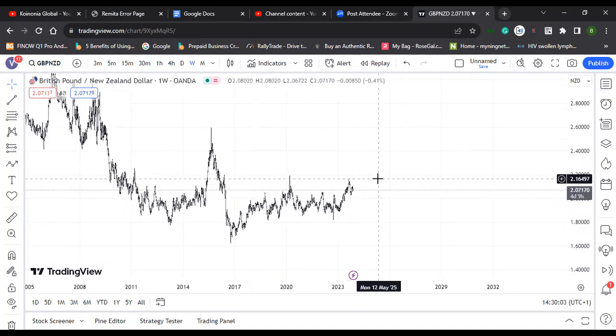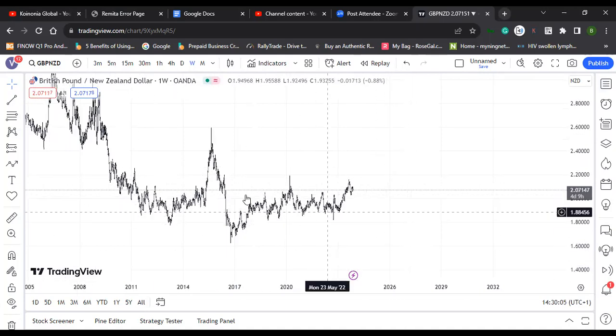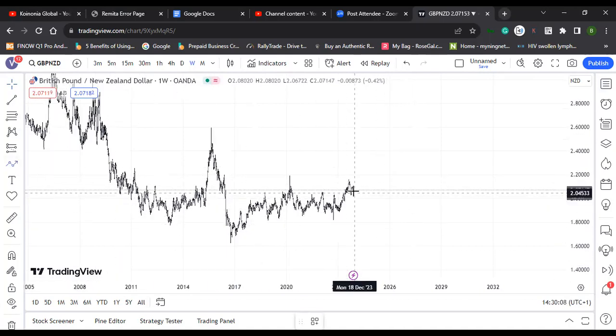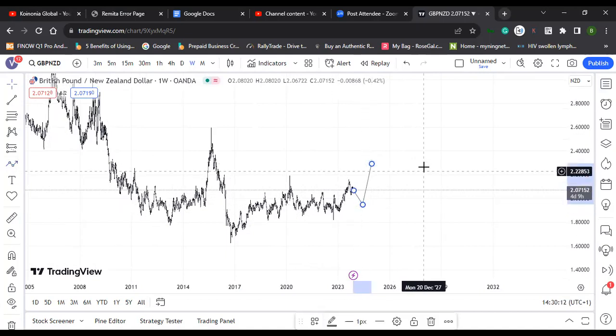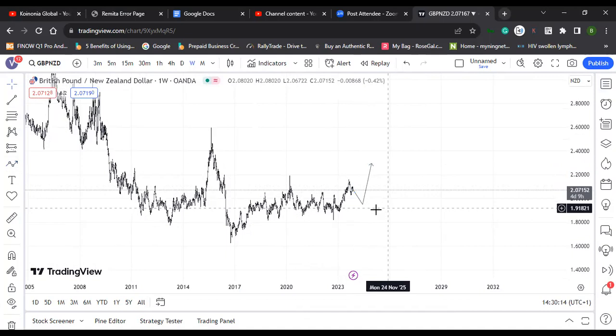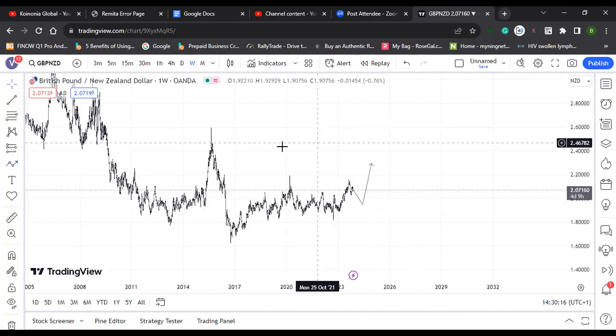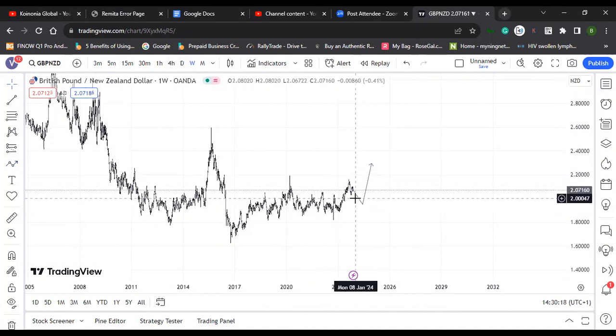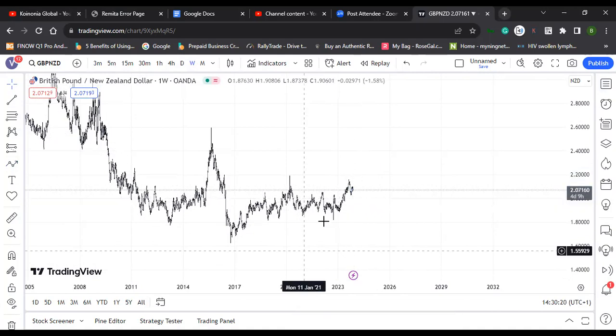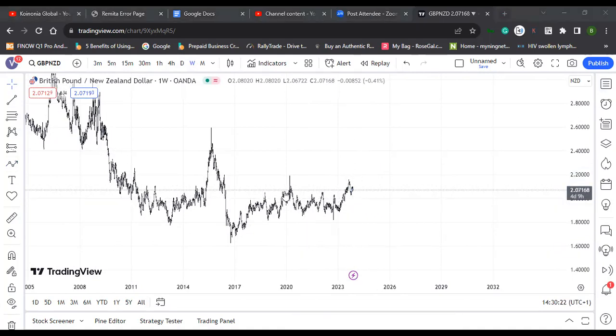GBPNZD, personally, I want to see a decline and a buy. No much stress on this guy. I'm having lots of requests.